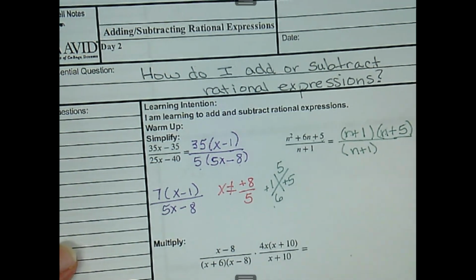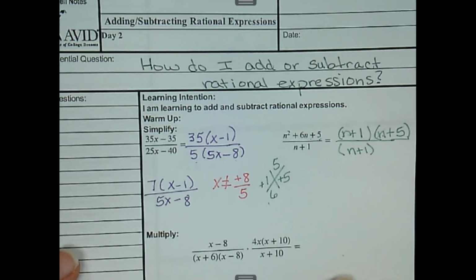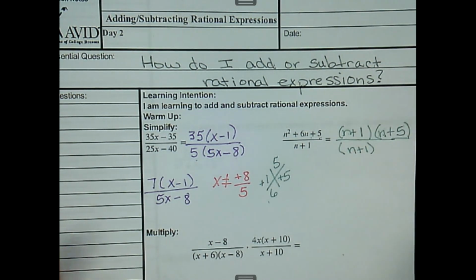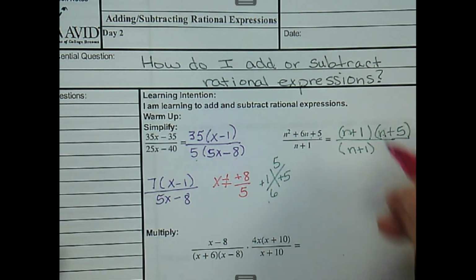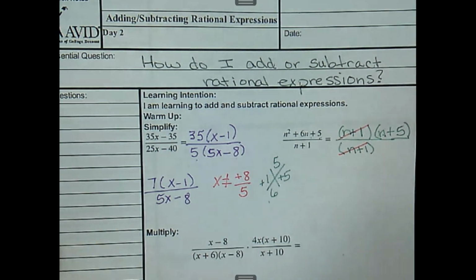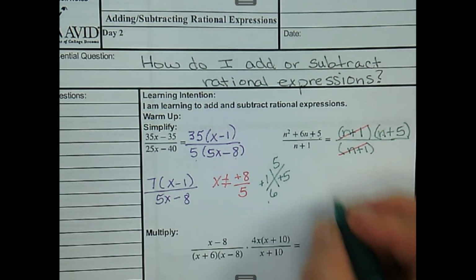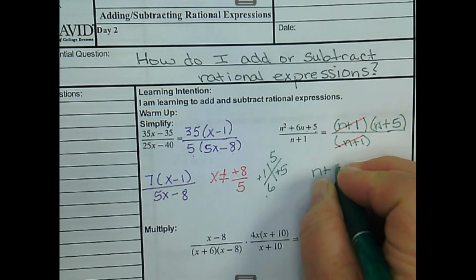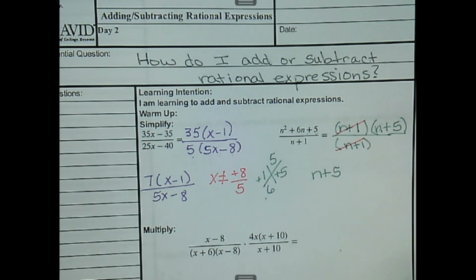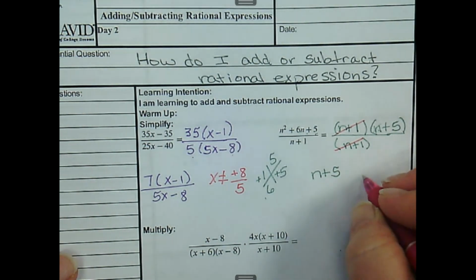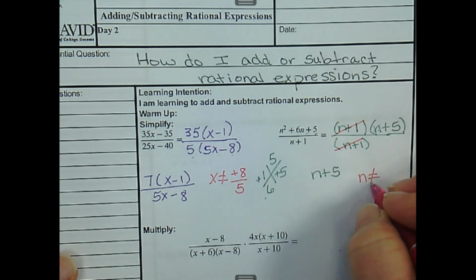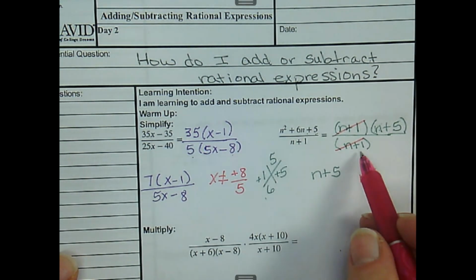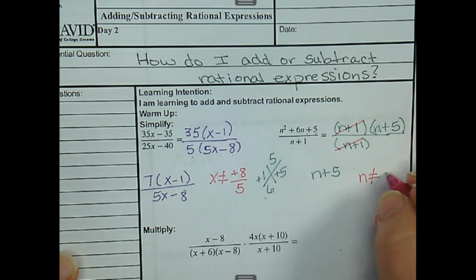As I'm looking at simplifying, I've got n plus 1 on top and on the bottom. I can factor them out. Those are the same number. So this simply ends up as n plus 5. Okay, I know that n cannot be equal to... What's the opposite of positive 1? Negative 1.